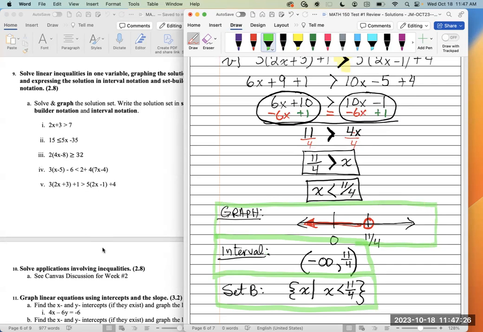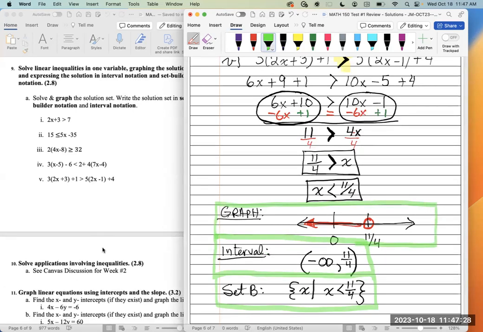All right, section number 10 is solve the applications involving inequalities. This is the same thing we've done for discussion in week 2. Please look over those discussions. You have 25 examples in the discussion board. If you need more examples, email me or your instructor. Happy to help.